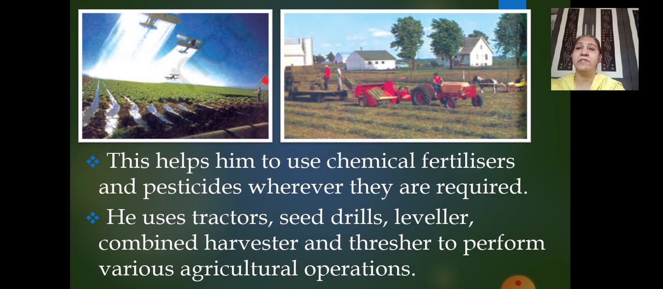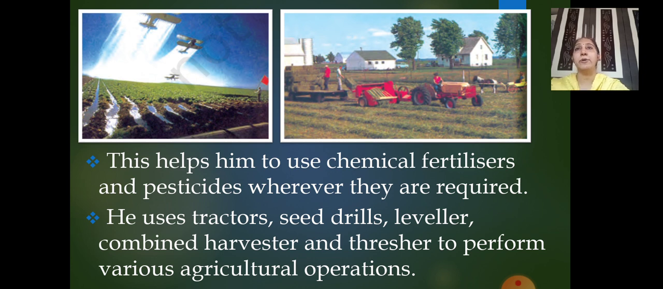See, they have the scientific fertilizer program like this. This helps him to use chemical fertilizers and pesticides wherever they are required. You can see in the image the spray of pesticides is done in this way in USA, whereas in India, you saw the image of India also, it is done in a different way, right? And this helps him to use the chemical fertilizers and pesticides whenever it is required, according to the requirement.